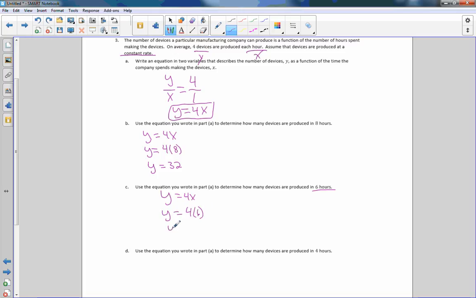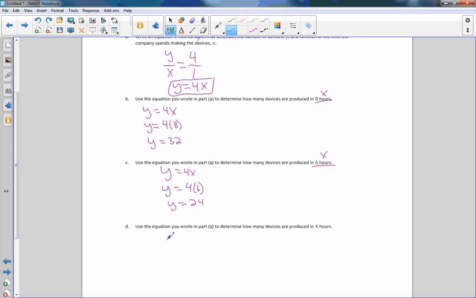So therefore y equals 24 devices in 6 hours. So I should be labeling these, I suppose. These are x's, and we're trying to find y. And then use the equation you wrote in part A again to determine how many devices a company produces in 4 hours. So that would be 4 times 4. So therefore y equals 16 devices.